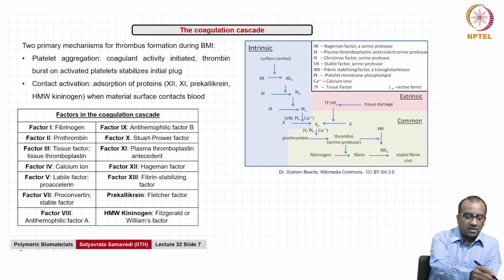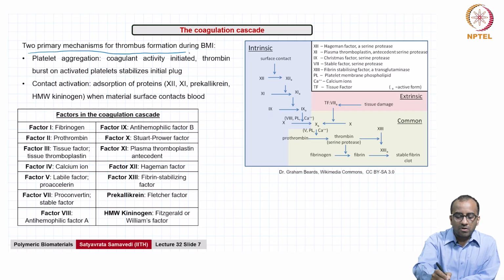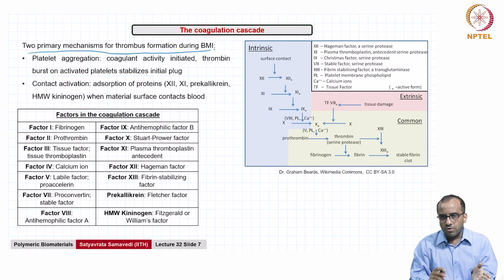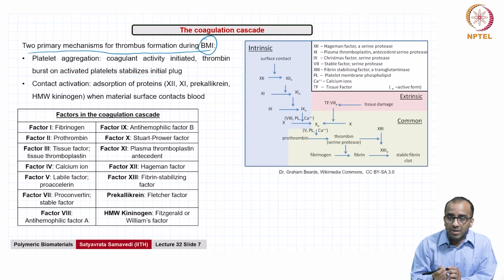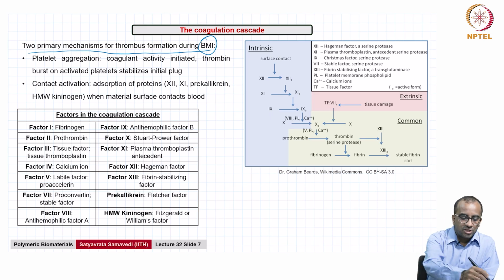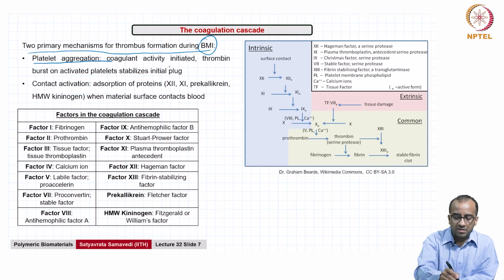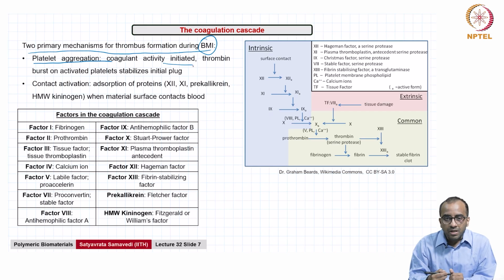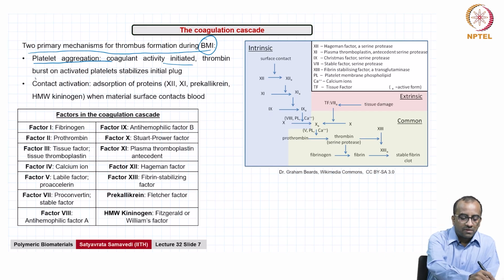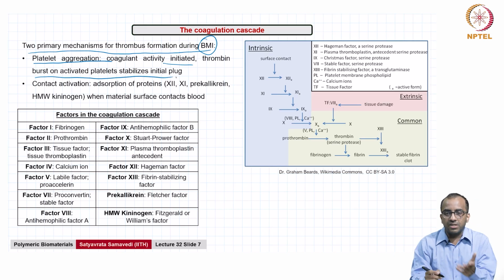Essentially, we note that there are two primary mechanisms for thrombus formation during BMI. This is what will ultimately lead to a thrombus when it comes to blood material interactions, right. That is what BMI is. One is the platelet aggregation mechanism, where coagulant activity is initiated, as we will just see in a minute. Thrombin burst on activated platelet stabilizes the initial plug, right.